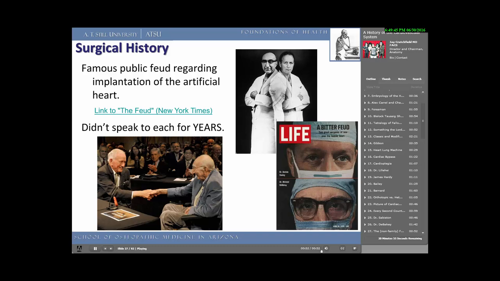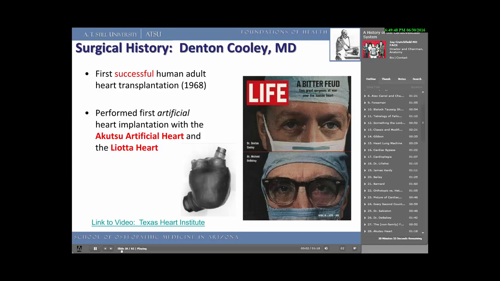But Dr. Cooley is known for a lot more than just creating a lot of drama with Dr. Michael DeBakey at Baylor Hospital. Dr. Cooley trained at Johns Hopkins under Dr. Blalock and later went to Baylor, eventually left, and formed the Texas Heart Institute, and he took with him Dr. Akutsu. Rumor is that Dr. DeBakey was very difficult to work with, and Dr. Akutsu didn't want to work with DeBakey. He left, and in the middle of the night, they took the heart over to the Texas Heart Institute, where a patient was waiting to have the heart put in.